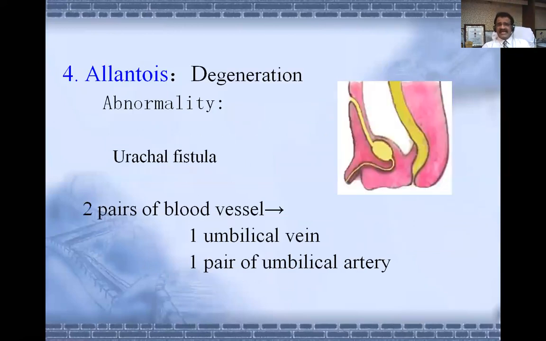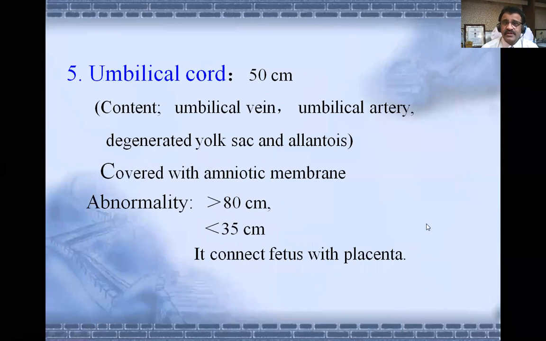Next is allantois. Allantois degenerates. Abnormality, if it persists, gives urachal fistula. The two pairs of blood vessels, one umbilical vein and one pair of umbilical artery, actually these are the contents of the umbilical cord. Here you can see the umbilical cord, which is around 45 to 50 centimeter or 18 inches in length. It contains one umbilical vein and two umbilical arteries plus degenerated yolk sac and allantois.